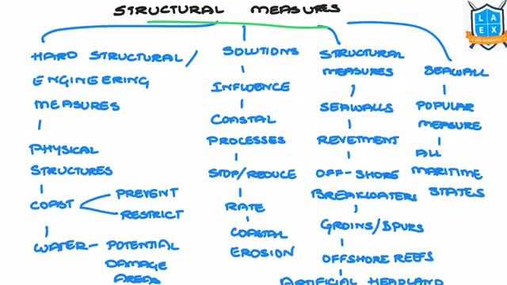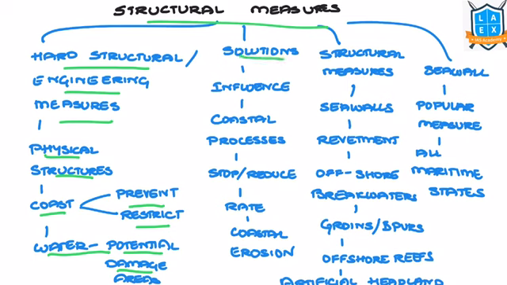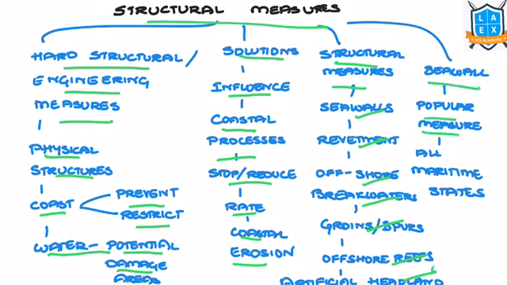The structural measures. The structural measures, also known as the hard structural or engineering measures, use physical structures constructed near the coast to prevent or restrict water from reaching the potential damage areas. These solutions influence the coastal processes to stop or reduce the rate of coastal erosion. The structural measures used for coastal erosion prevention include seawalls, revetment, offshore breakwaters, groins or spurs, offshore reefs and artificial headland. Seawall is a popular measure and is generally used in almost all maritime states in varying proportions.